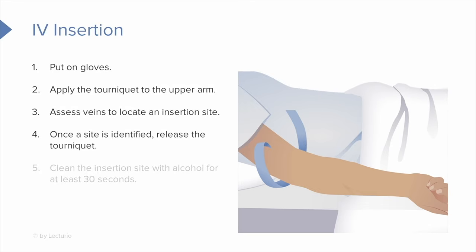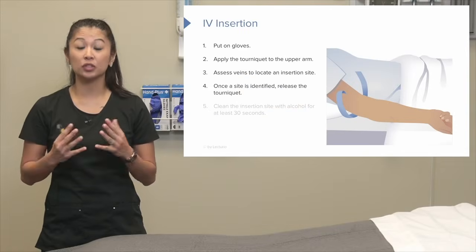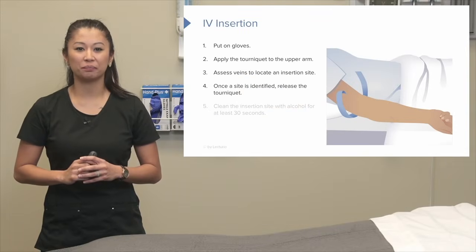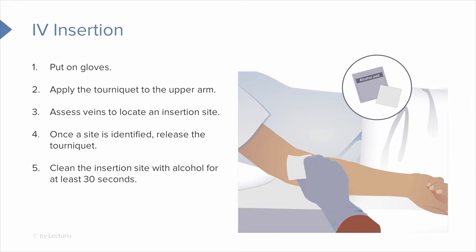Now, we do this because we want to locate our vein. Then we want to release this because the longer that tourniquet's on, the more circulation for your patient can be impaired. So that's why we release it at this point. Then once we found that site, we're going to clean this thoroughly with alcohol for at least 30 seconds.